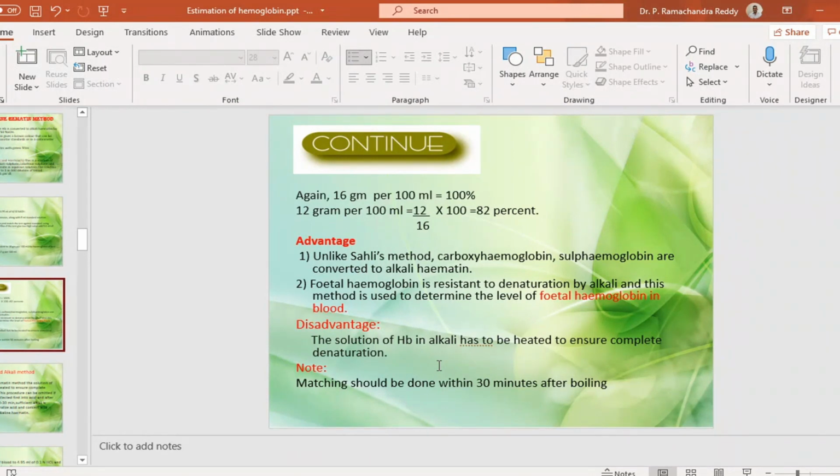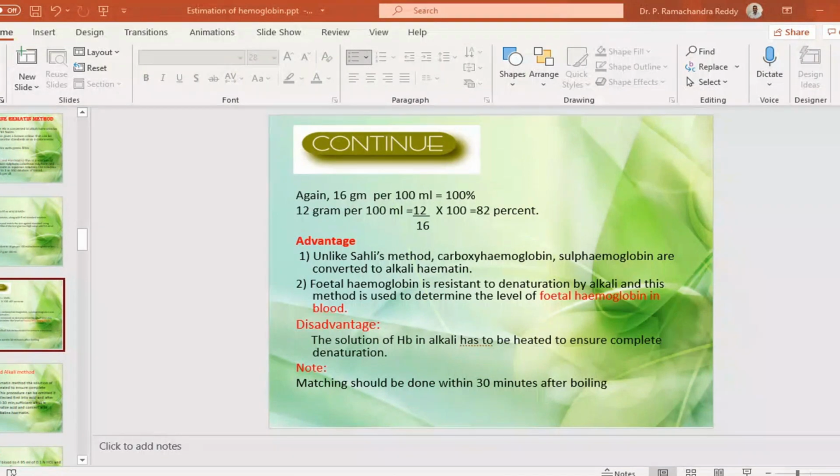If not, then you may see fading of the color. So that leads to what will happen? We may not get the exact value. That means fading always gives you wrong results, right? That we can see. Okay, so is it clear for all of you? Yes, sir.